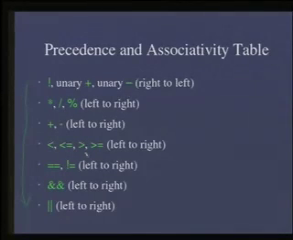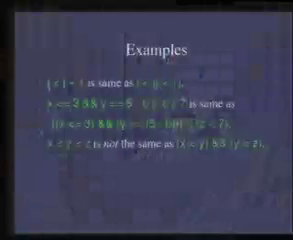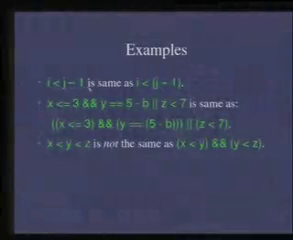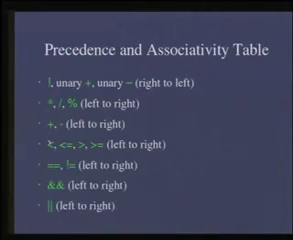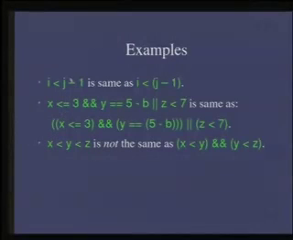So let's now see some examples of expressions and see how they are interpreted in accordance with this precedence and associativity table. Here is the first example, i less than j minus 1. This is the same as i less than within brackets j minus 1. This is because less than has a lower precedence than the minus operator, which means that minus will be evaluated first, so the bracketing is like this.